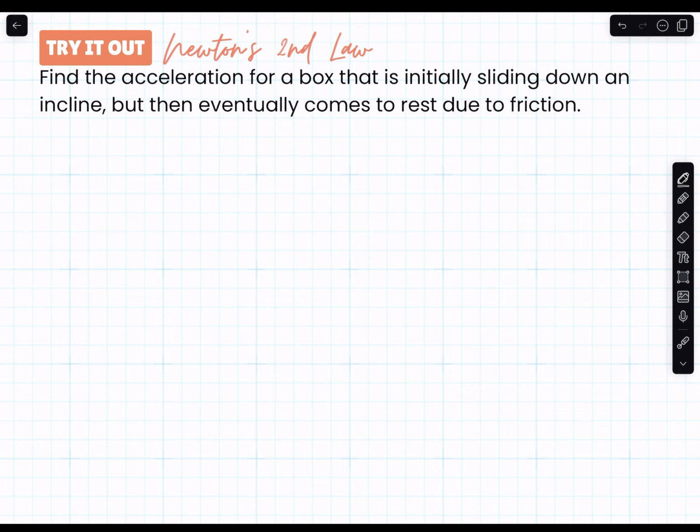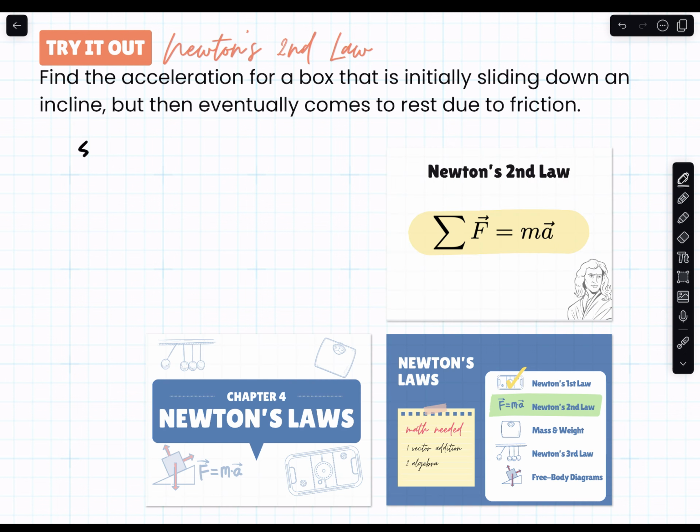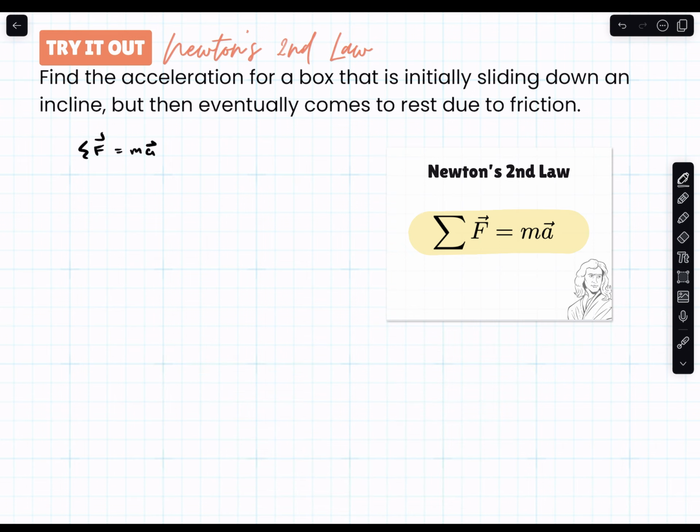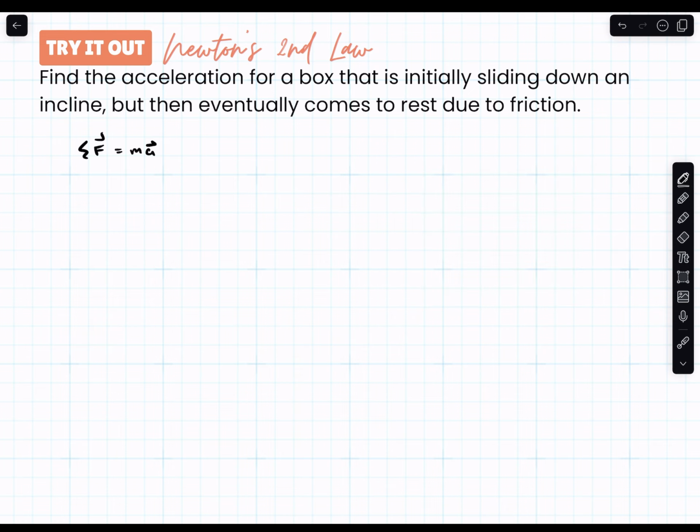All right, so this one we want to find the acceleration for a box that's sliding down an incline, but eventually comes to rest due to friction. And once again, we're using Newton's second law, which is net force equals mass times acceleration, where force and acceleration are both vectors. And that's important because we'll have force vectors, but we're also going to need to remember back to kinematics for this one.